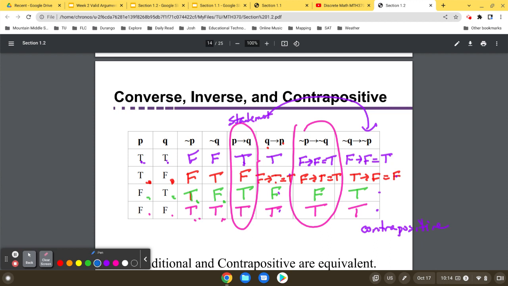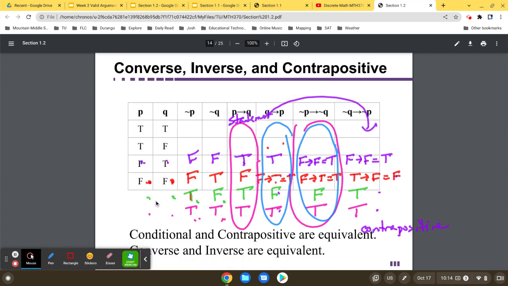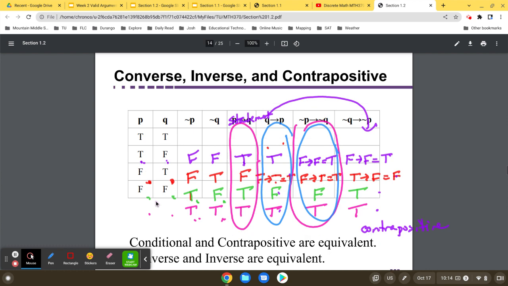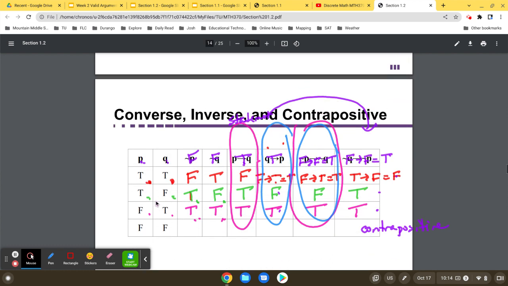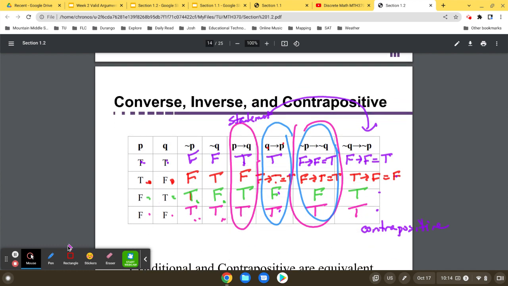And then we have these two. So true, true, false, true, and true, true, false, true. Sorry about that. I'm trying to get this to move for me. There we go. And that's my converse and my inverse. So my converse and my inverse are logically equivalent.